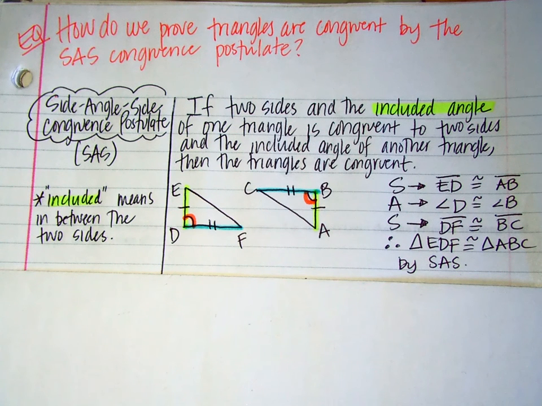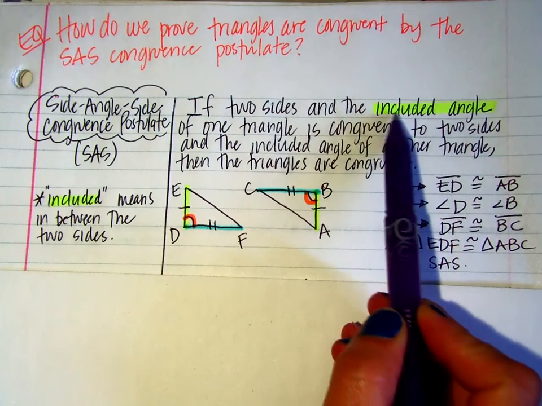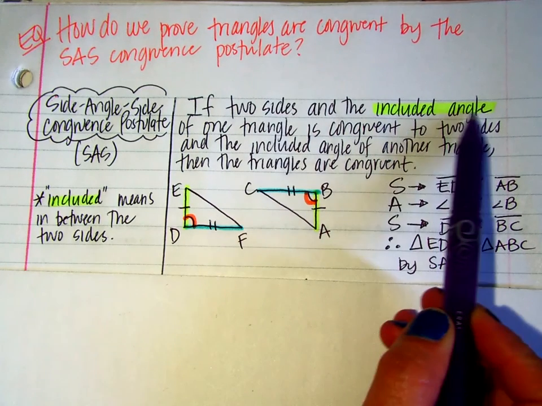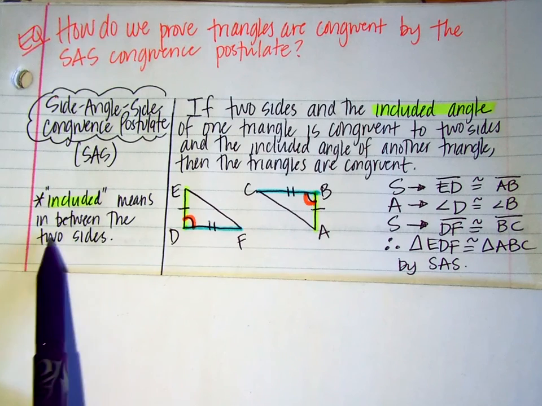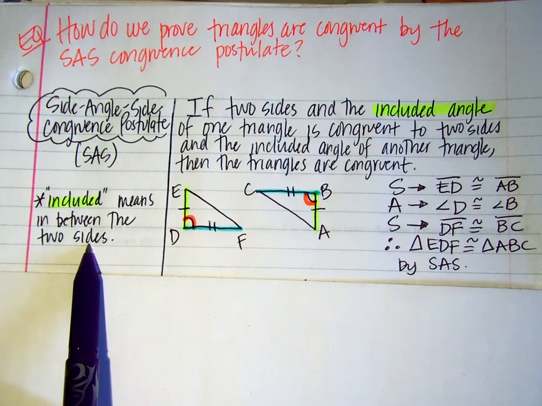Alright, today we're going to be proving triangles are congruent by the side-angle-side congruence postulate, also known as the SAS. The side-angle-side congruence postulate states that if two sides and the included angle of one triangle are congruent to two sides and the included angle of another triangle, then those triangles are congruent. Now, please note that we're talking about the included angle. That means that angle is in between the two sides that are given in those two triangles.